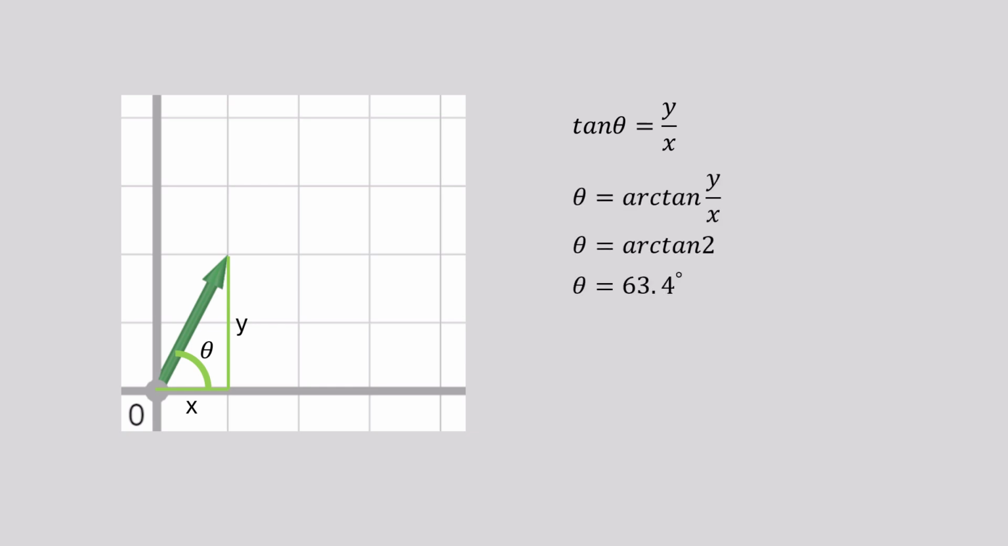Now let's take a look at this vector and try to find its direction with respect to the x-axis. First, we're going to label the x and y components and label the angle as theta. Then to get the angle, we're just going to take the tangent of the angle. After we take the arctan of both sides and put in the values, we get the angle as around 63.4 degrees.